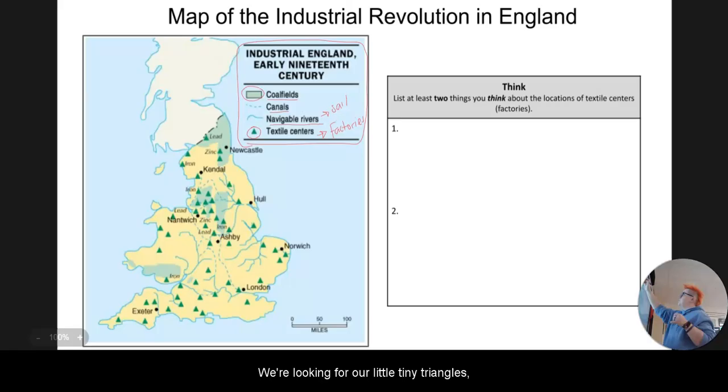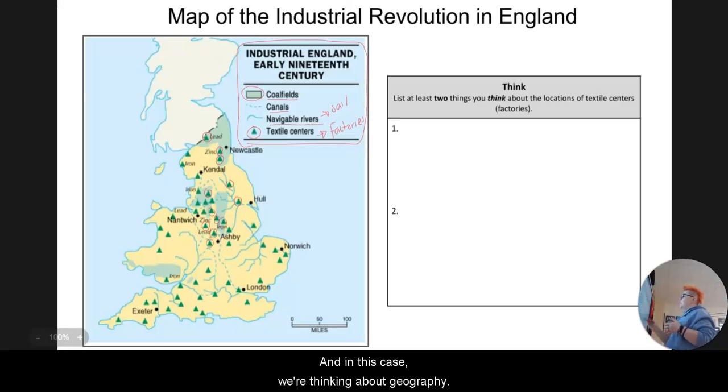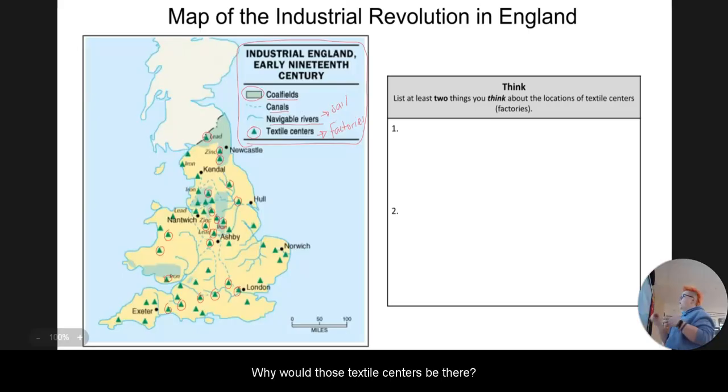We're looking for our little tiny triangles, and we're starting to kind of say, okay, like where are these triangles located? And in this case, we're thinking about geography. What are they located near? What is close to them? Why would those textile centers be there? Pause here, answer that question, move on to your notes.